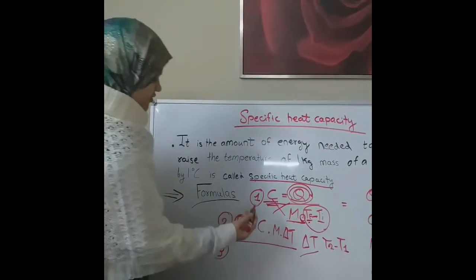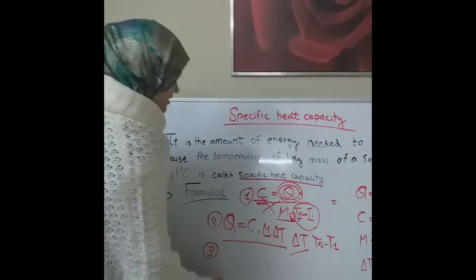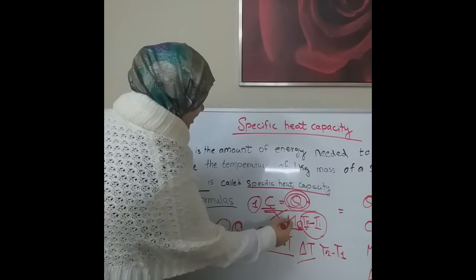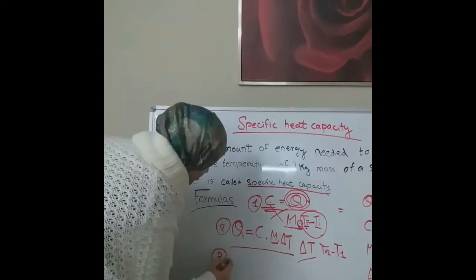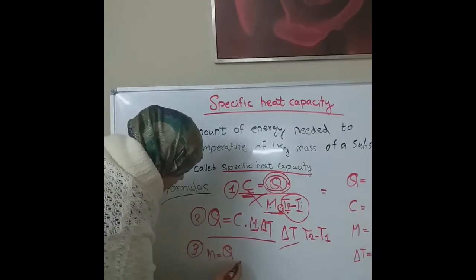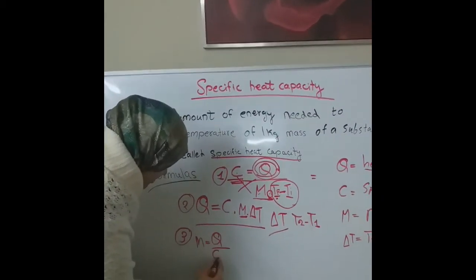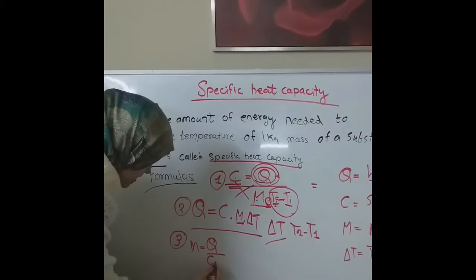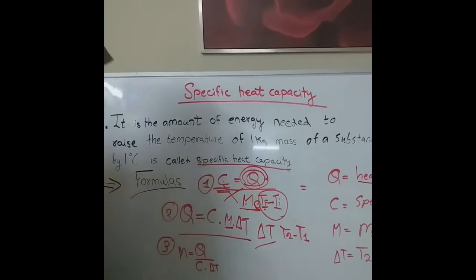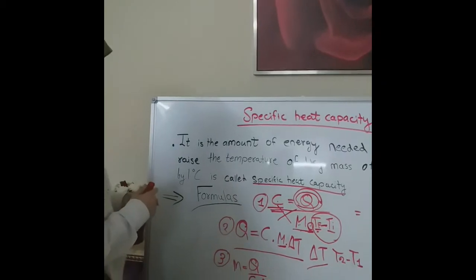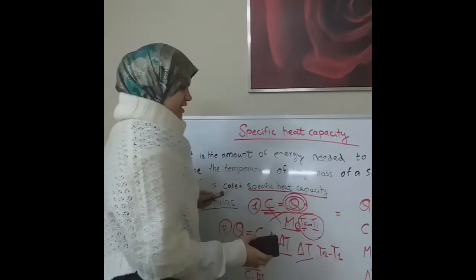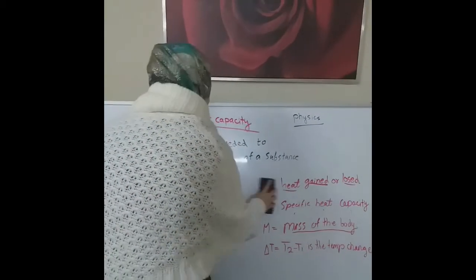The third, if we want to know the mass of the body. The mass of the body can also be found by crisscross. It will be M equals the heat over the specific heat times the change of temperature. Okay? So this is the third formula. Let us see the fourth formula.